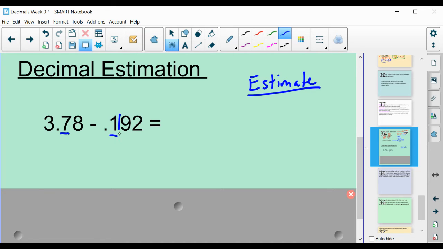So I'm going to underline the tenth. I'm going to box my hundredth. And then we're going to do that rounding. And I'm going to do it right here. And then I'm going to rewrite it right here to get my estimated answer.